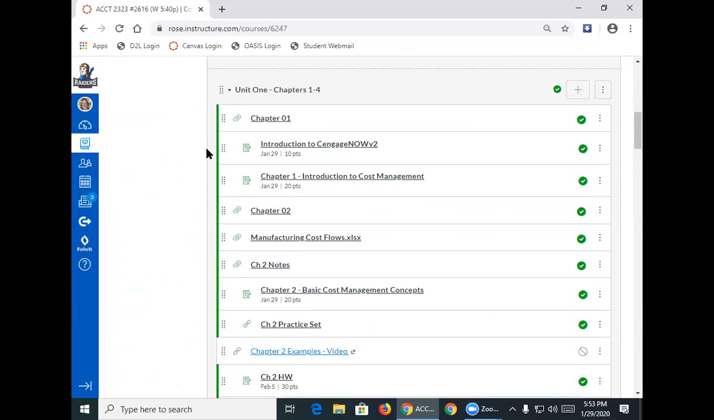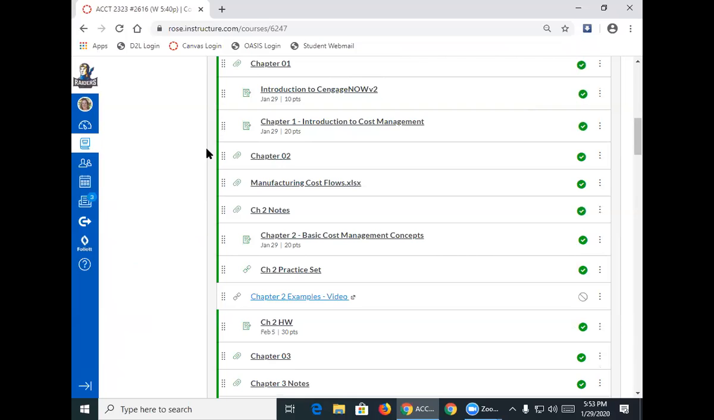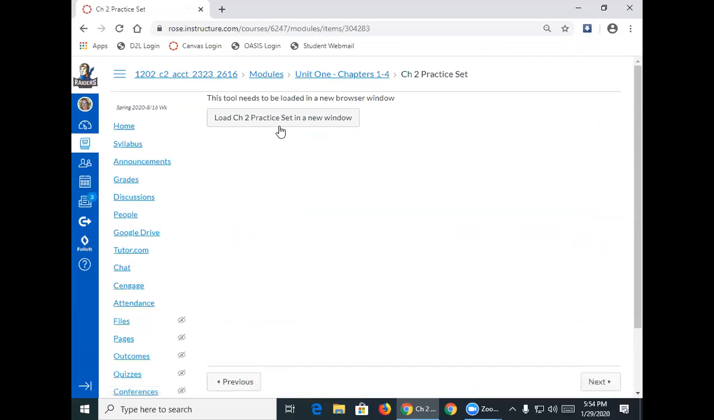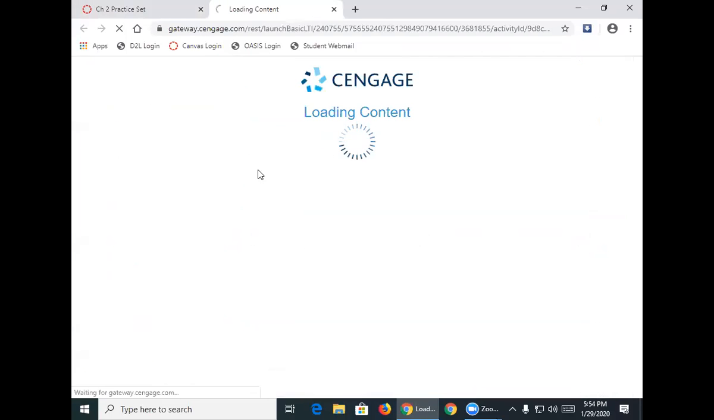When you're in Canvas, if you scroll down a little ways through the first unit, under the Chapter 2 Adaptive Learning Plan, there's a Chapter 2 practice set. So go ahead and click on that, and that'll open up in Cengage. And we will get to going on our practices.